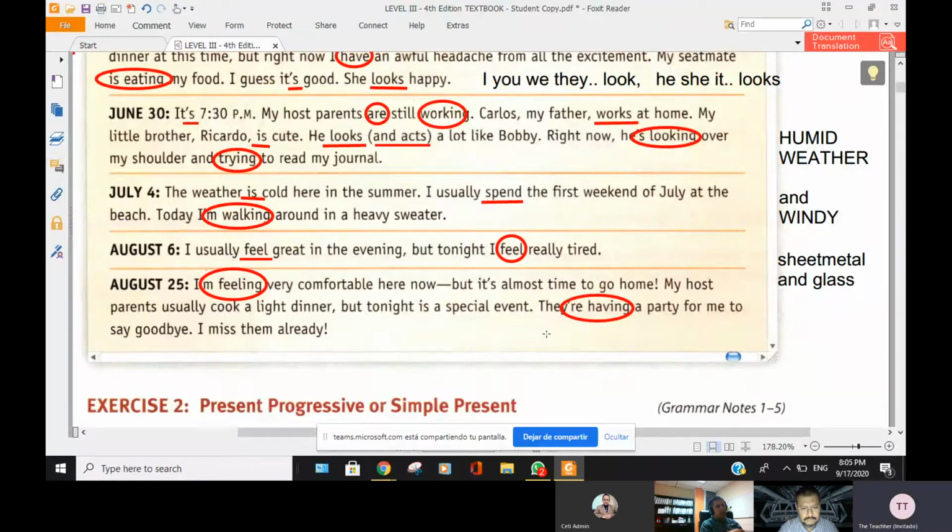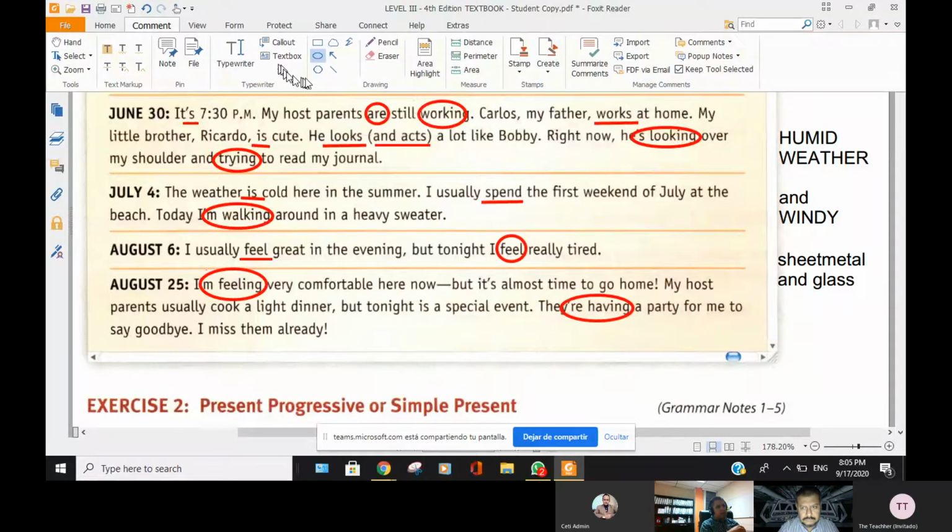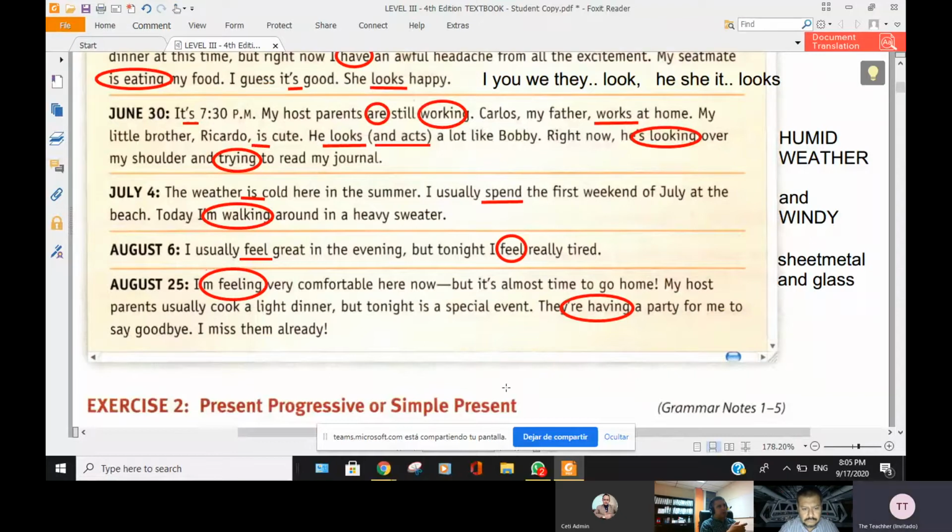But at the same time, it is not common for him. The most common is that they don't have this kind of event every day, no? Usually, what happens? They usually cook a light dinner, no? That's true. So right now he's feeling very comfortable, but it is time to go home. Right. That's in the simple present. It is time. My host parents usually cook, and this is parents plural, so they cook a light dinner, right?